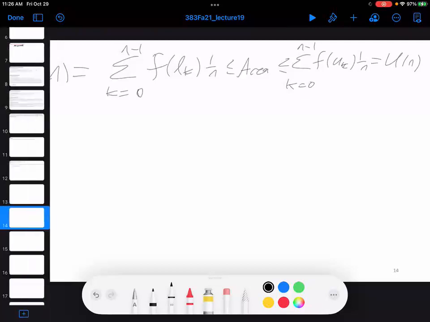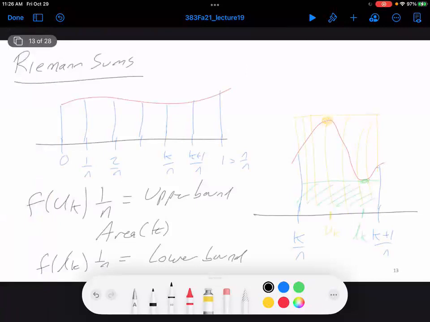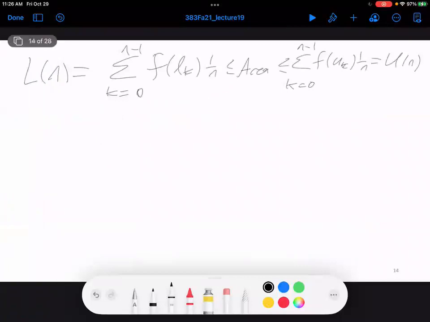No, because if you look at how I'm defining my intervals, I'm going from k over n to k plus 1 over n. So I have k intervals. The first interval goes from 0 to 1 over n, and the last is going to go from n minus 1 over n to n over n. One piece is not going to make a huge difference one way or the other.